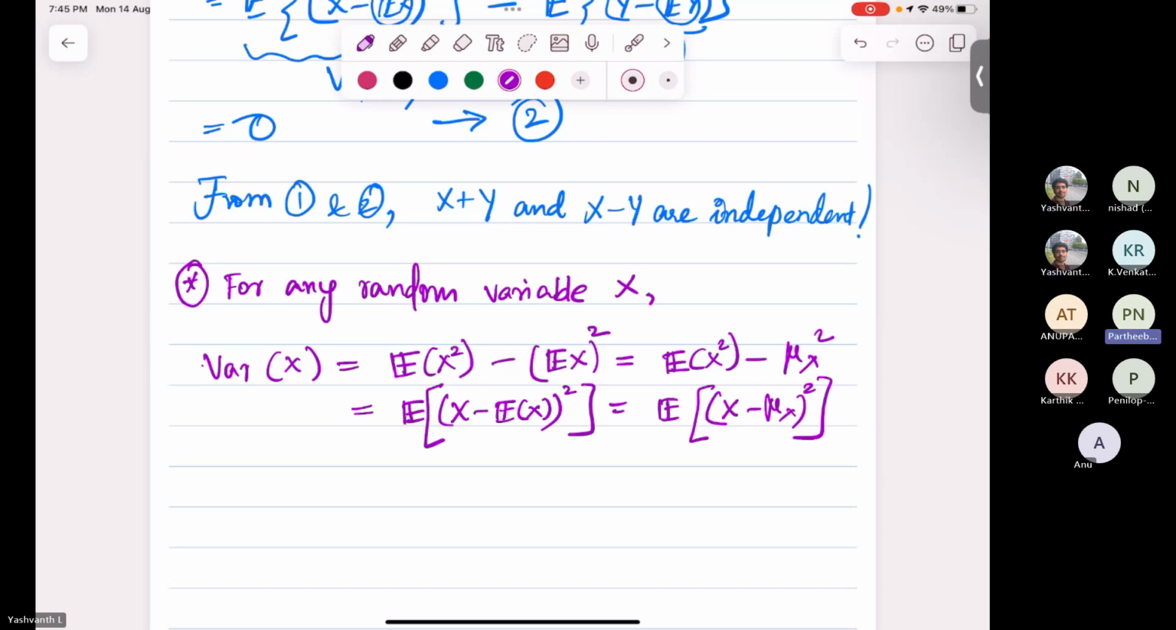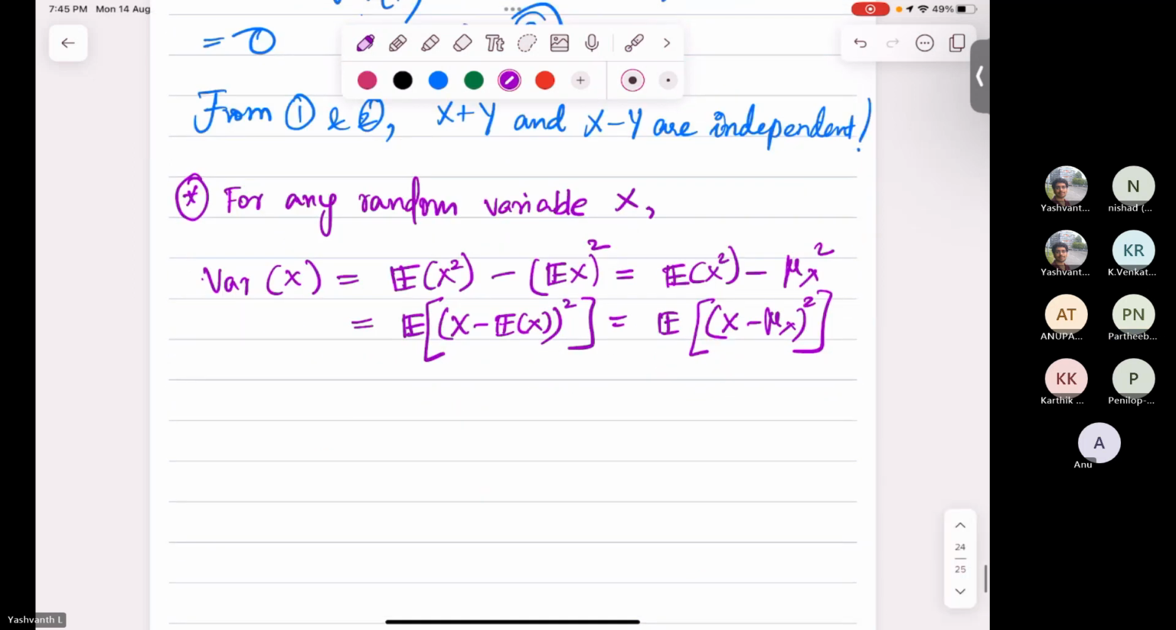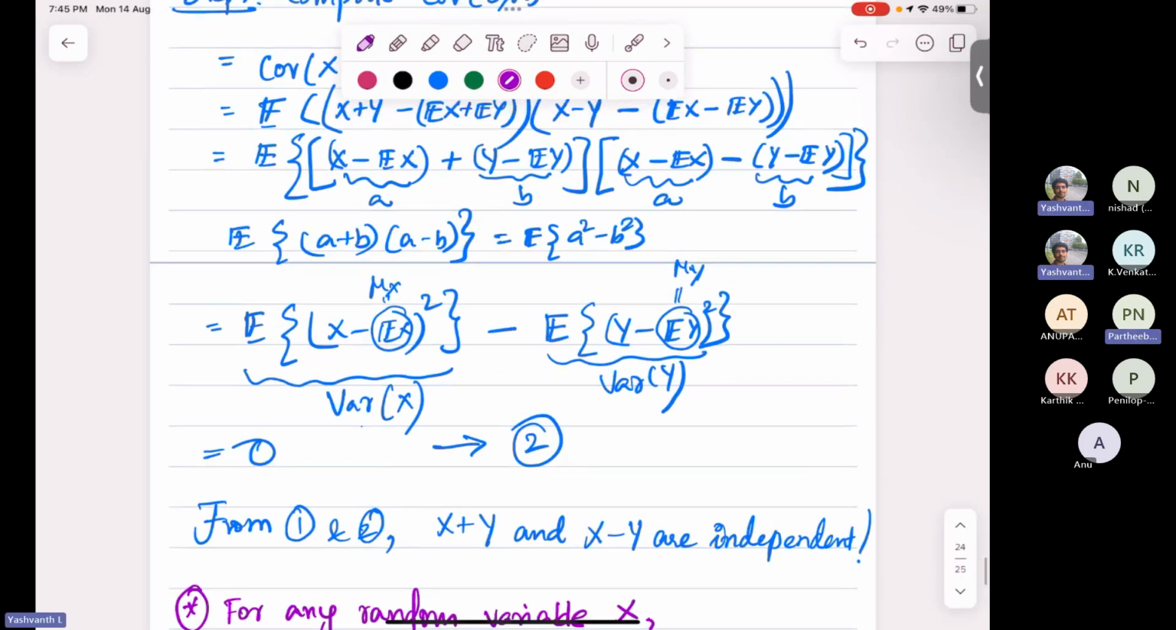Yeah. So here the second part becomes the same as the first part, so that it becomes 0. Correct. The first term is the same as the second term because the question says variance of x equals variance of y. So they become 0.